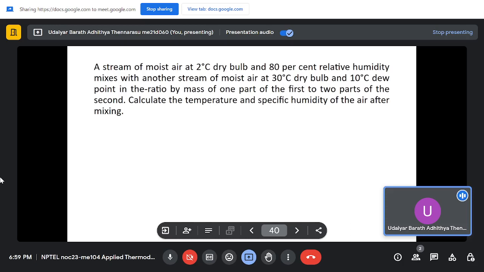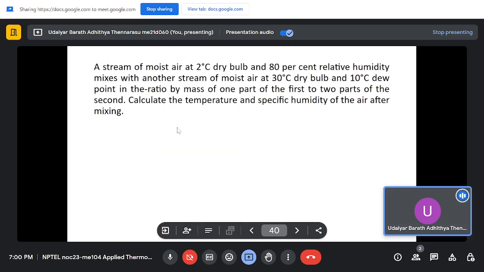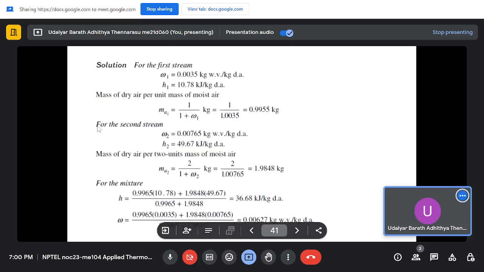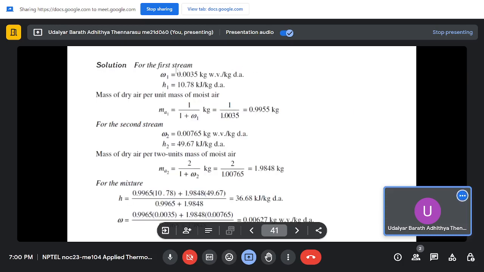Calculate the temperature and specific humidity of the air after mixing. For the first stream, we'll directly get values from the psychrometric chart. In the psychrometric chart, corresponding to 80% relative humidity and 2 degree dry bulb temperature, we can find omega 1 as 0.0035 kg of water vapor per kg of dry air, and enthalpy as 10.78 kilojoule per kg of dry air.